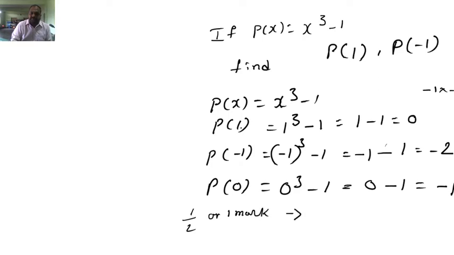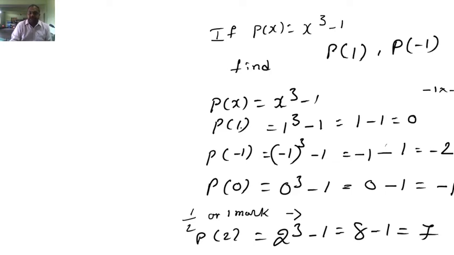So very important. Now p of 2, you substitute. P of 2 is equal to 2 cube minus 1, that is equal to 8 minus 1, that is equal to 7. 2 cube means 2 into 2 into 2. 2 2s are 4, 4 2s are 8. Suppose p of minus 2, minus 2 whole cube. So power is an odd number. Answer will be minus 8 minus 1, that is equal to minus 9. So this is a very important question for bits or 1 mark question.